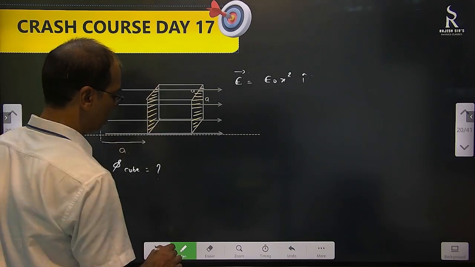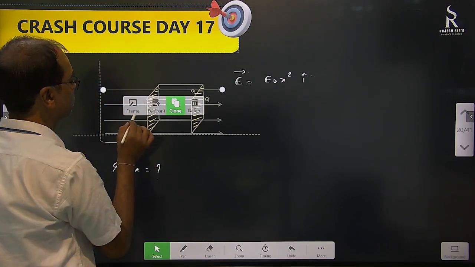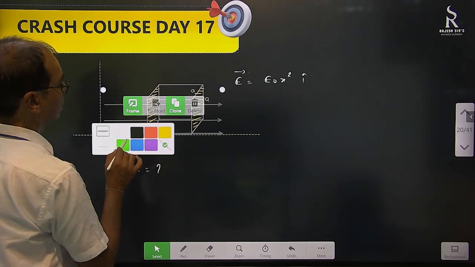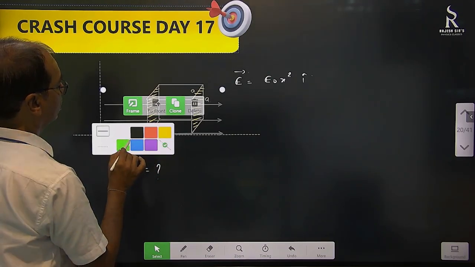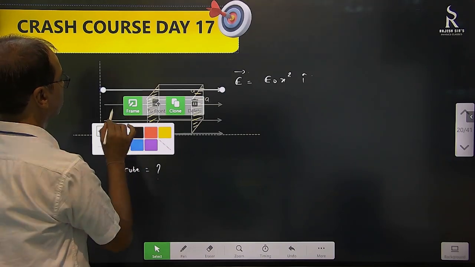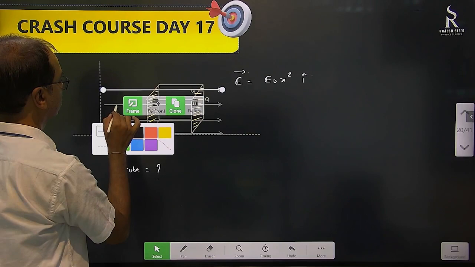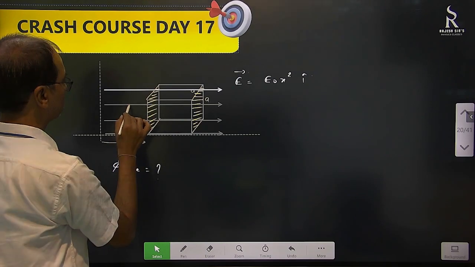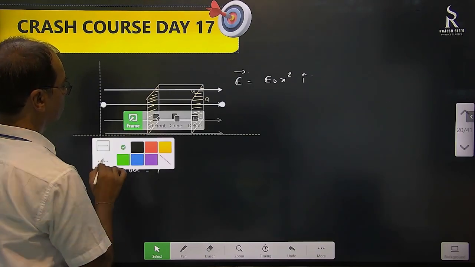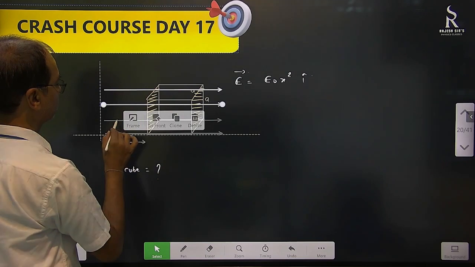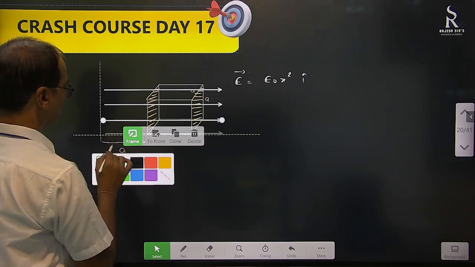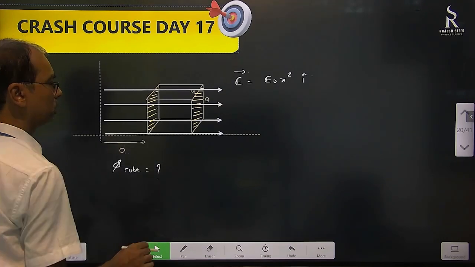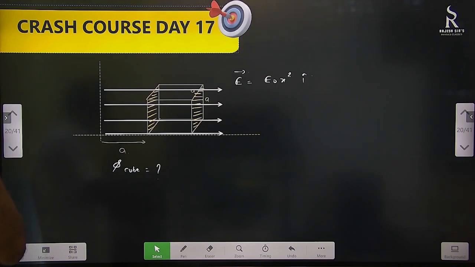I think there is a little problem in seeing this one, right? So we'll just change the color of this one. Maybe make it white. Here also. This also we will make white, so that the cube is clearly visible to you.